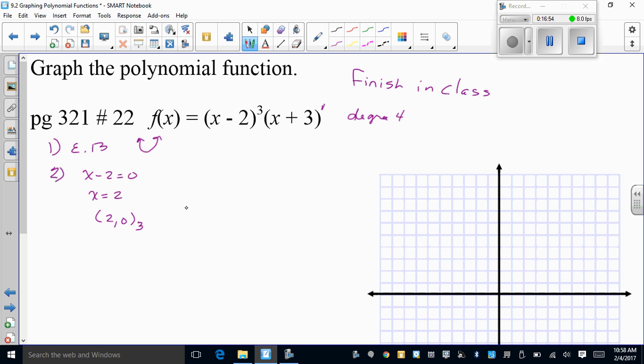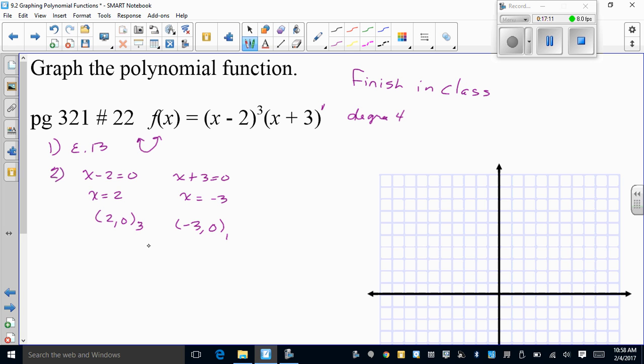And then x plus 3 equals 0, so x equals negative 3. So we get (negative 3, 0) with a multiplicity of 1. 2 zeros means it has 1 turning point.